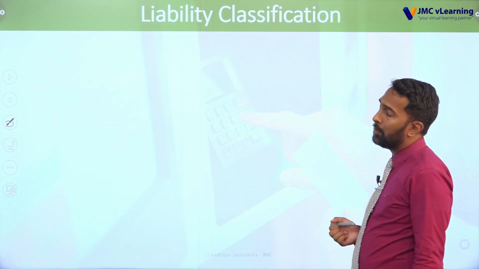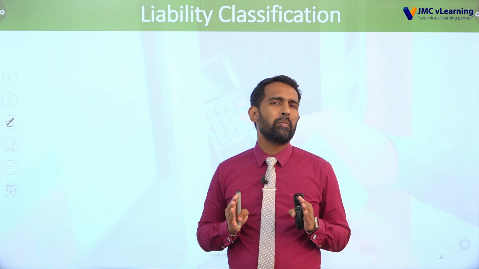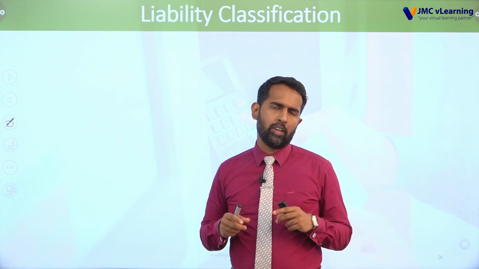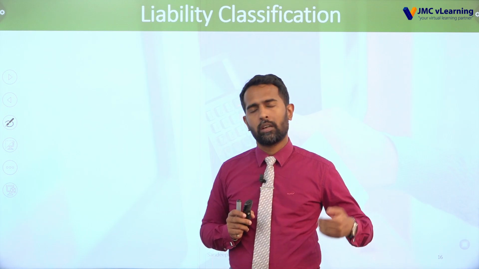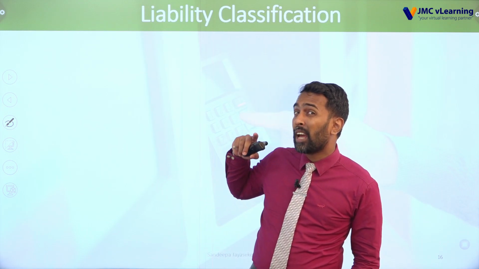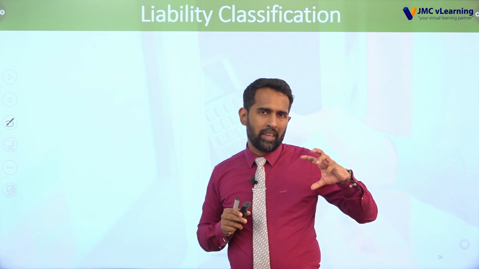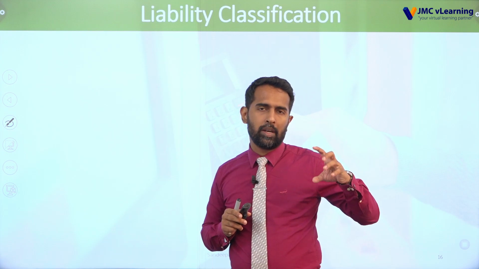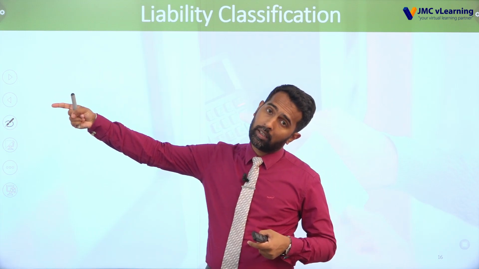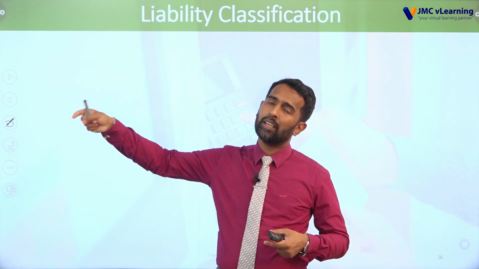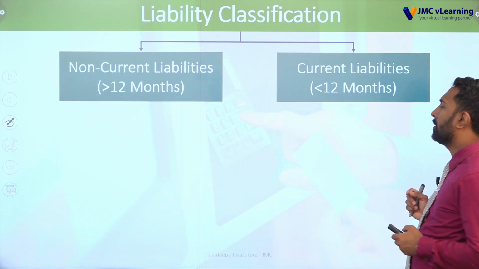Right. So let's move on to the liability classification. Like we did with assets, liabilities even can be classified as current and non-current. What is the meaning of current? Current means if a liability is supposed to be settled within 12 months, current. If a liability is supposed to be settled after 12 months, non-current. If an asset will be realized within 12 months, current. If a liability is settled within 12 months, current. If an asset is realized after 12 months, non-current. If a liability is settled after 12 months, non-current. Clear?